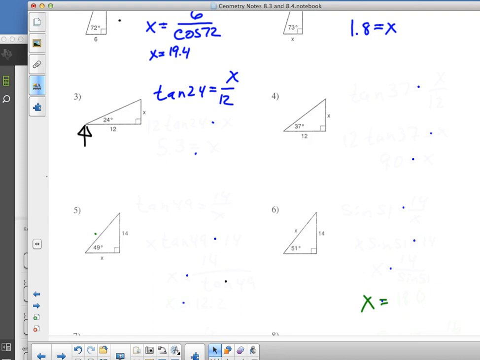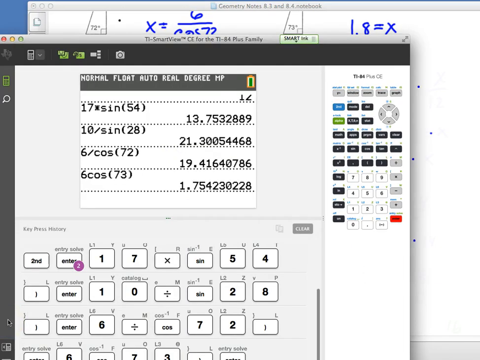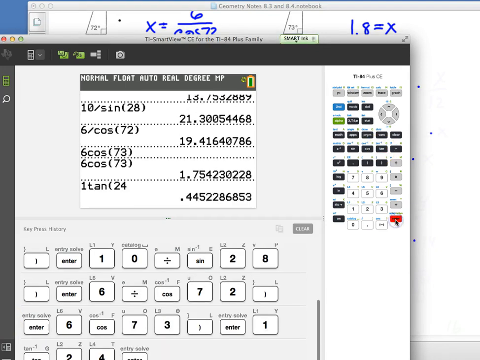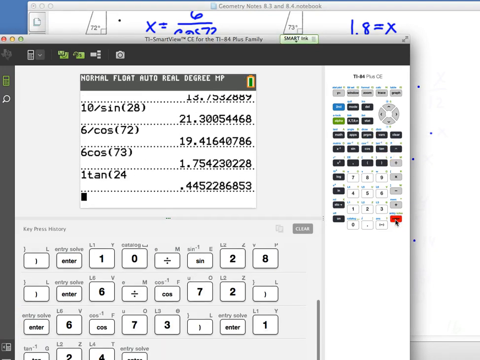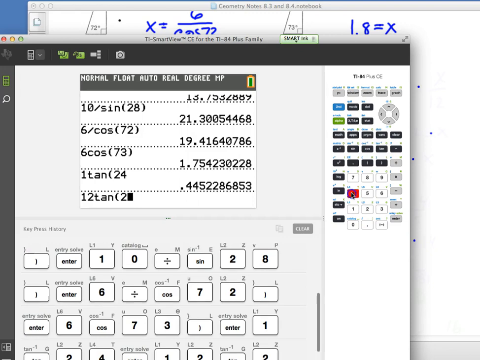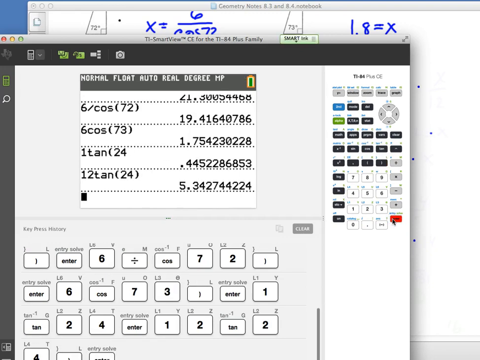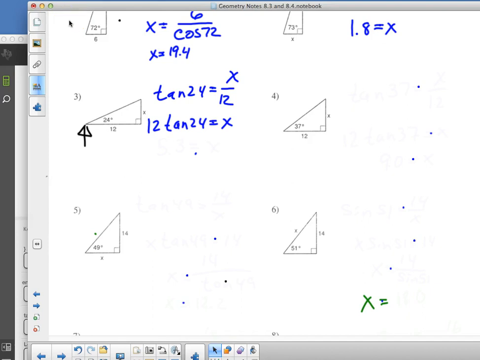So I got that set. I'm going to multiply by 12 on both sides. So I got 12 tangent of 24. Pop that in my calculator. 12, tan, 24, enter. Okay, happy with that. 5.3, pop that in, see what we got. Okay, are you doing okay with what I'm getting?